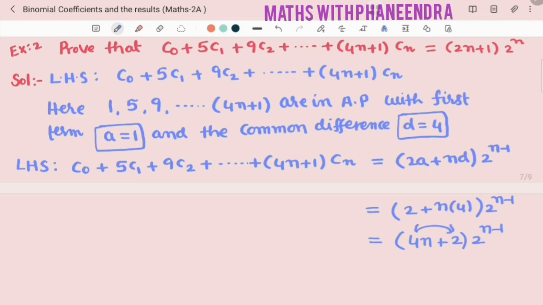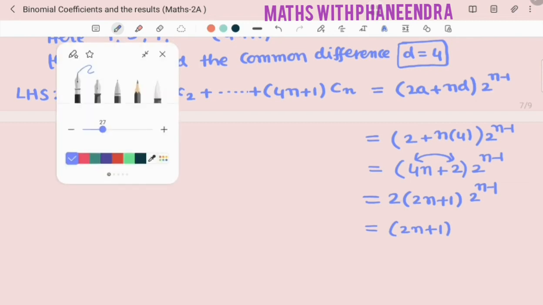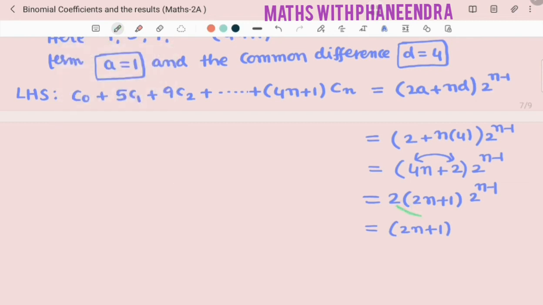Take common 2 from these two terms. So 2 into (2n plus 1) into 2 power n minus 1. So (2n plus 1) into, bases are equal, power should be added. So from these two, bases are equal, power should be added. So 2 power n minus 1 plus 1, which is equal to (2n plus 1) into 2 power n, which is the required RHS. That's all they are asking to prove now.